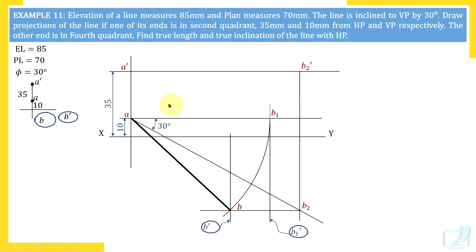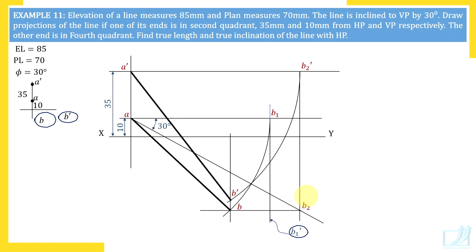Now rotate EL, because on this line point B dash is. And here it is B dash. Join A dash B dash carefully. That is front view.